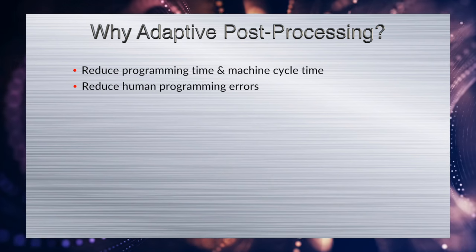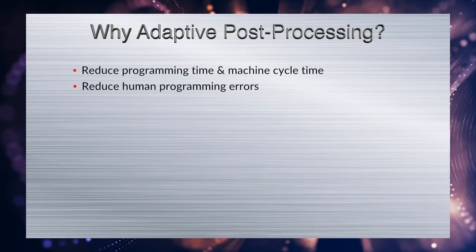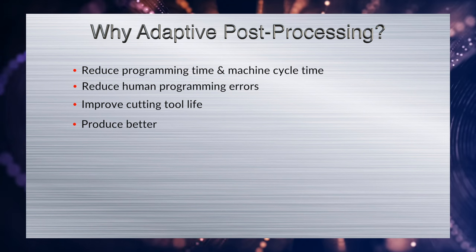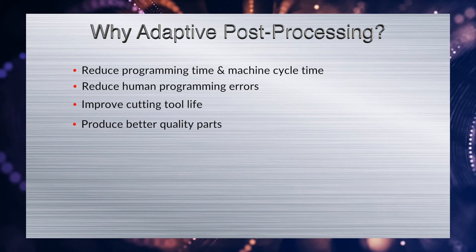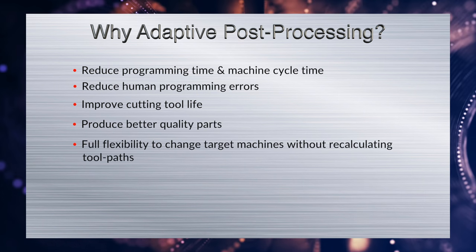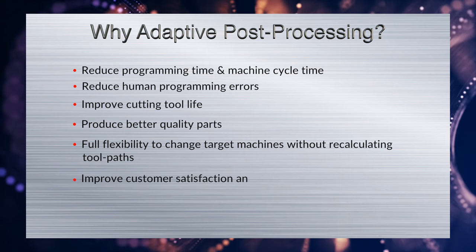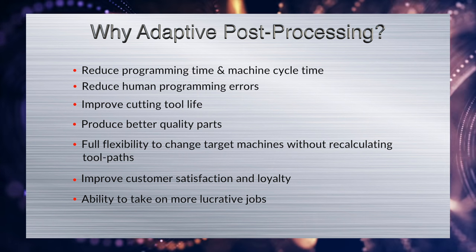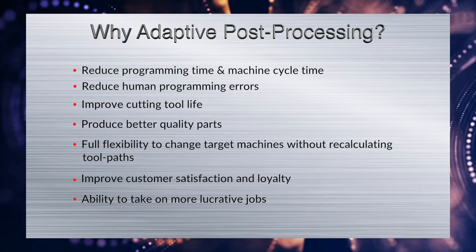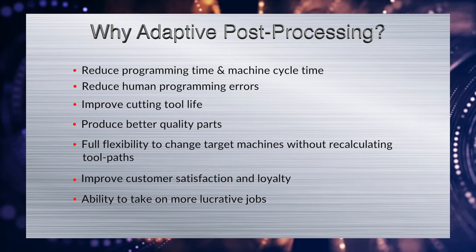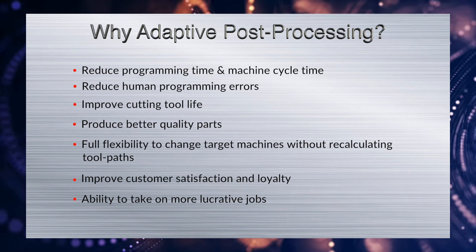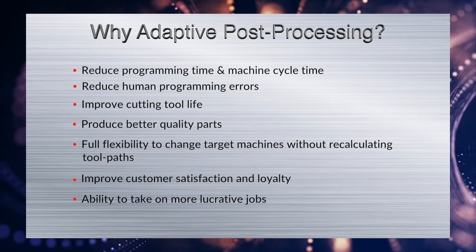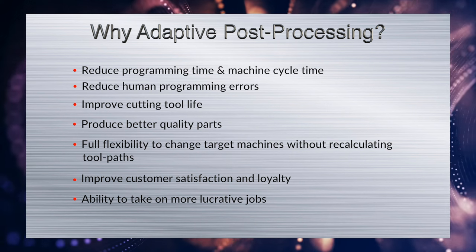Why adaptive post-processing? Reduce programming time and machine cycle time. Reduce human programming errors. Improve cutting tool life. Produce better quality parts. Full flexibility to change target machines without recalculating tool paths. Improve customer satisfaction and loyalty. Ability to take on more lucrative jobs.